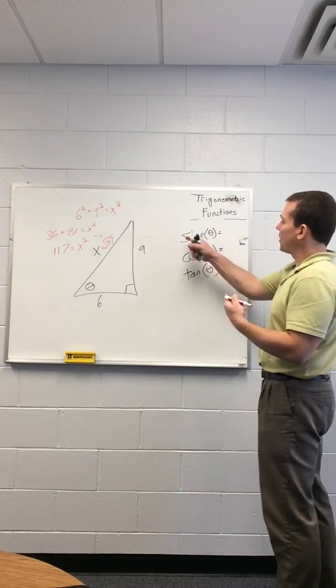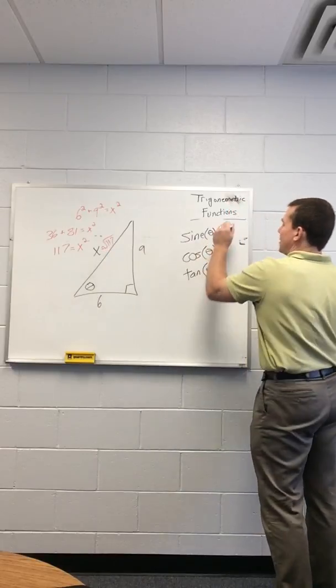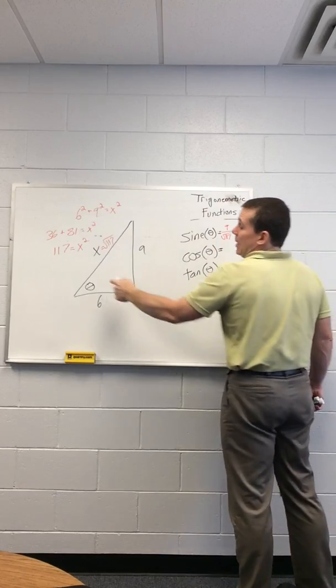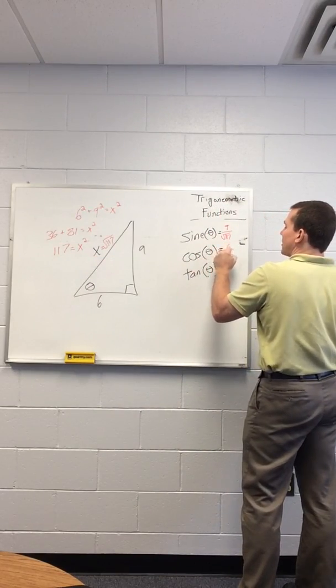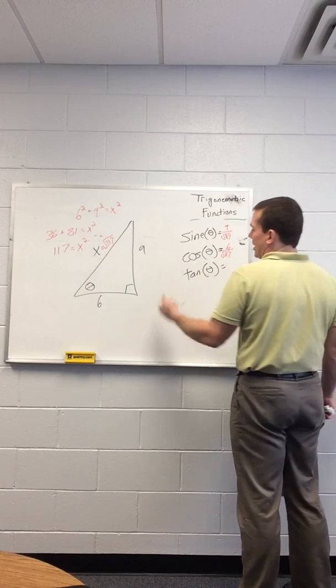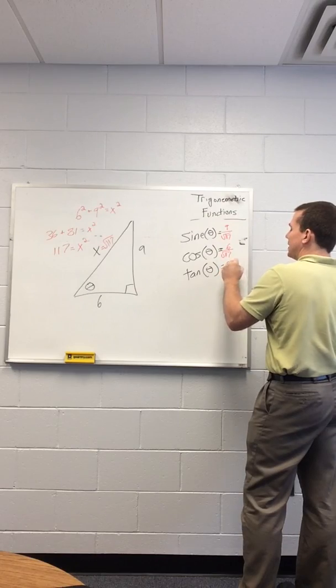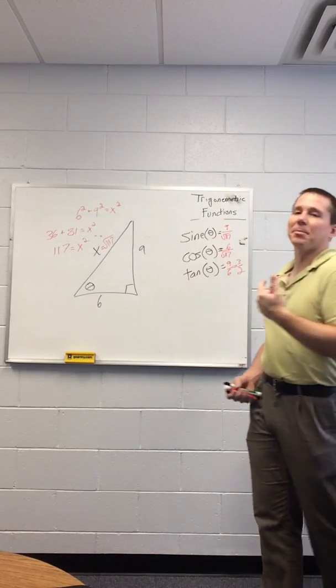But now, if I want to find sine of theta, it is opposite over hypotenuse, so it's 9 over the square root of 117. Cosine is adjacent over hypotenuse, so it's 6 over the square root of 117. Tangent is opposite over adjacent, so it's 9 over 6, which reduces to 3 over 2. And there we go, nice and simple.